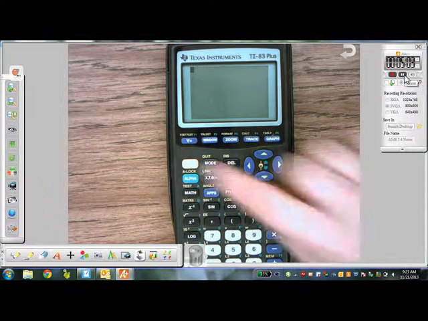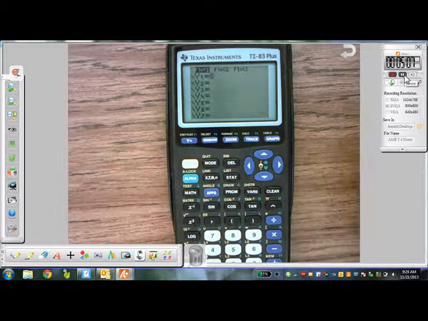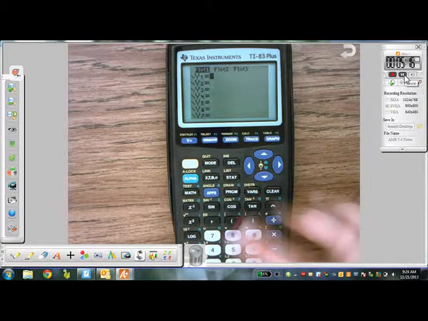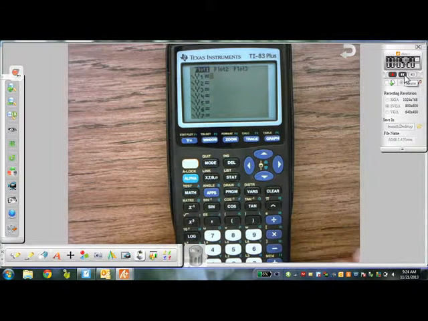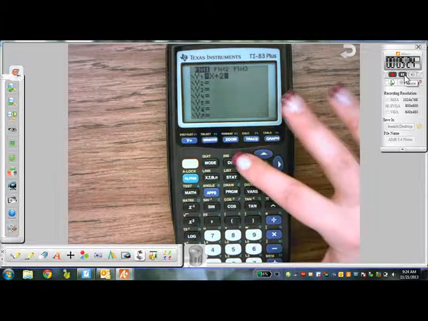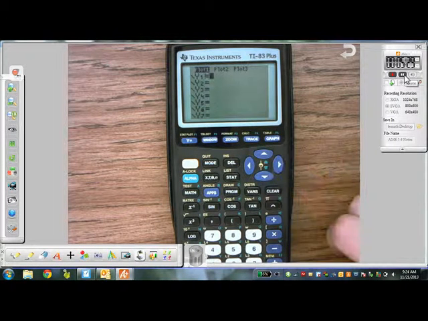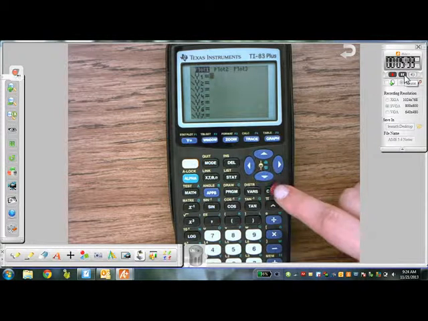So see up here at the top where it says y equals? Press that, and that's where we're going to put in our function. If you have anything already typed in any of them, highlight up. So let's say I have x plus 3 or plus 2 in there. You're going to go up to that function and you're going to clear it all out, okay? So if you have anything typed in any of them, highlight the function and then clear it out so everything is blank.